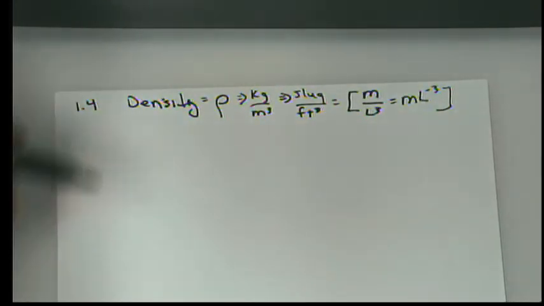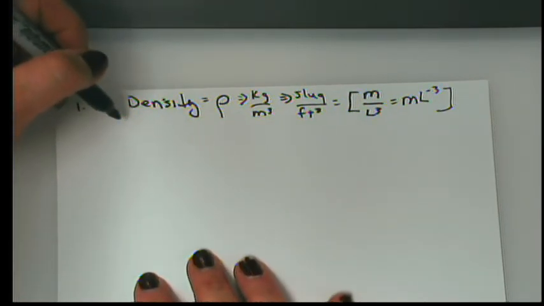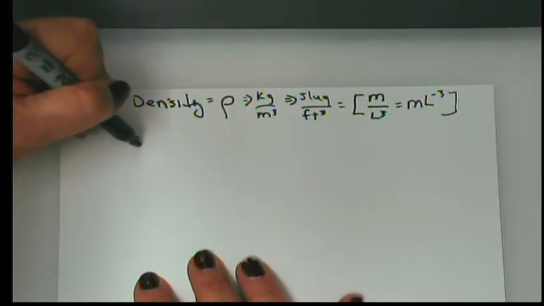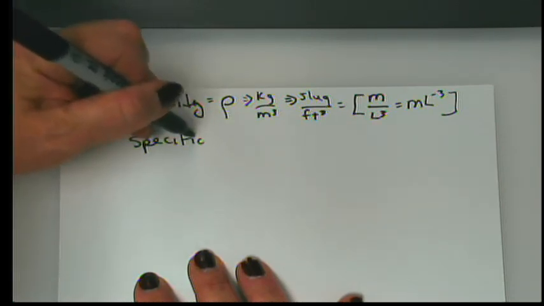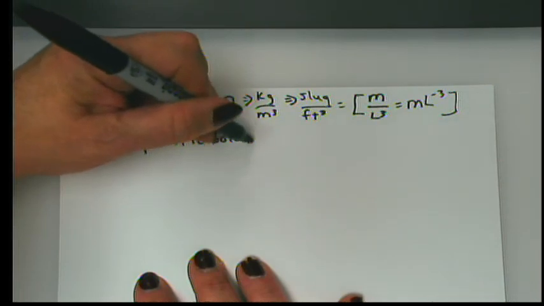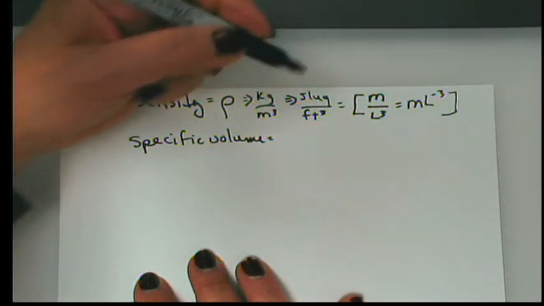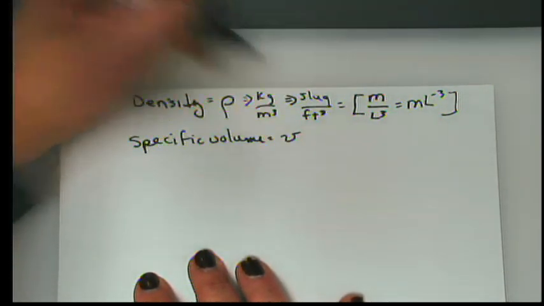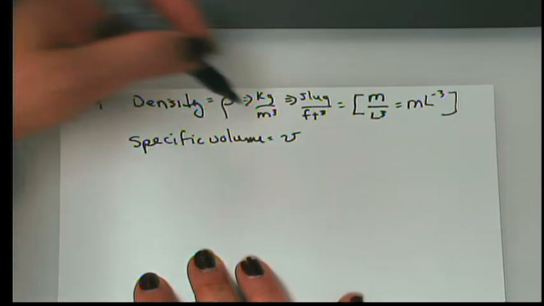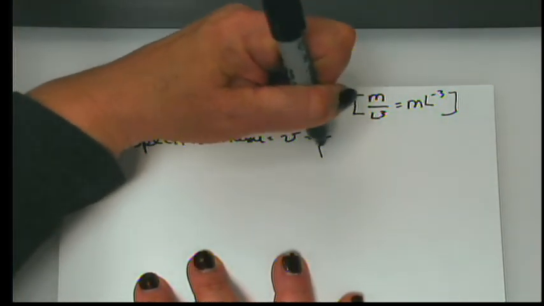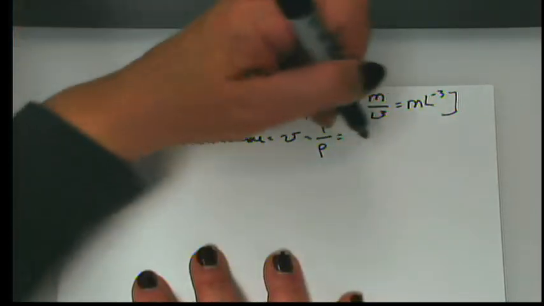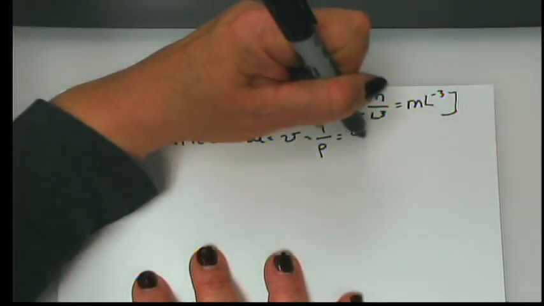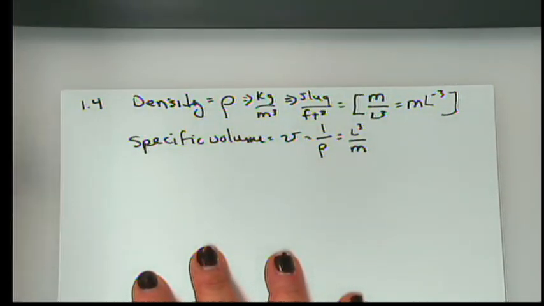Now, we also represent this concept in some different ways. One is called specific volume. And those of you that have taken thermodynamics are probably more familiar with this term, where specific volume, which is designated by a small v, is the reciprocal of density, or instead of being mass per length to the third, it's length to the third, or volume, per mass.